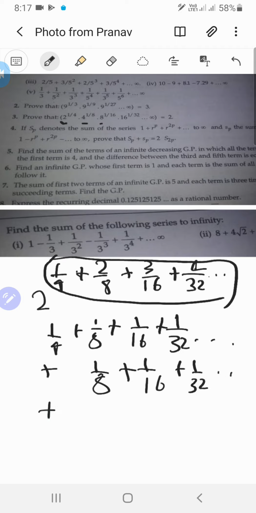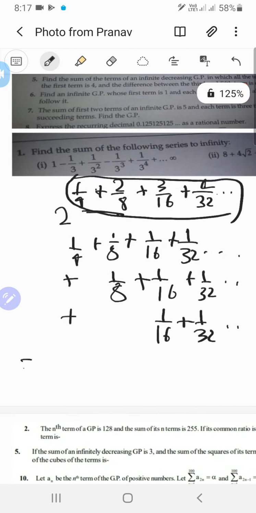And then these got used up, and 2 of these got used up, so you are left with just one of them. So you got 1 by 16 and then 1 by 32, and you can see where it is going. So the first one is going to be 1 by 4 upon 1 minus 1 by 2. This is just 1 by 2 itself. And the next one is going to be 1 by 8 upon 1 by 2.